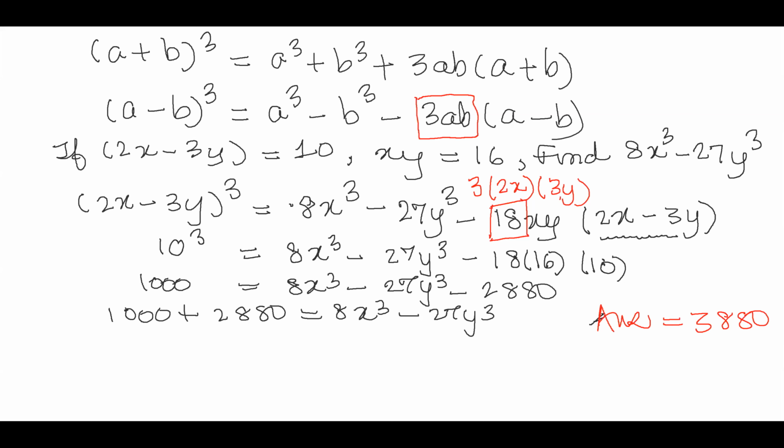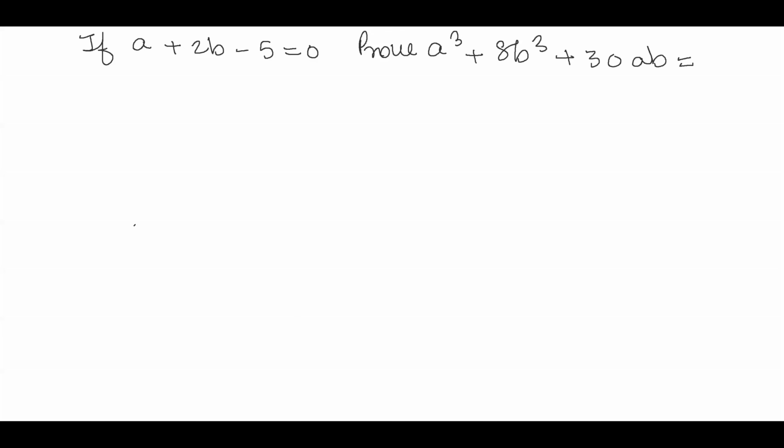I think so, 1 second students. चलो लेट्स ट्राई वन मोर क्वेश्चन। See, if a plus 2b minus 5 is equal to 0, prove that a cube plus 8b cube plus 30ab is equal to 125. One second students, there's a little problem with the stylus today.